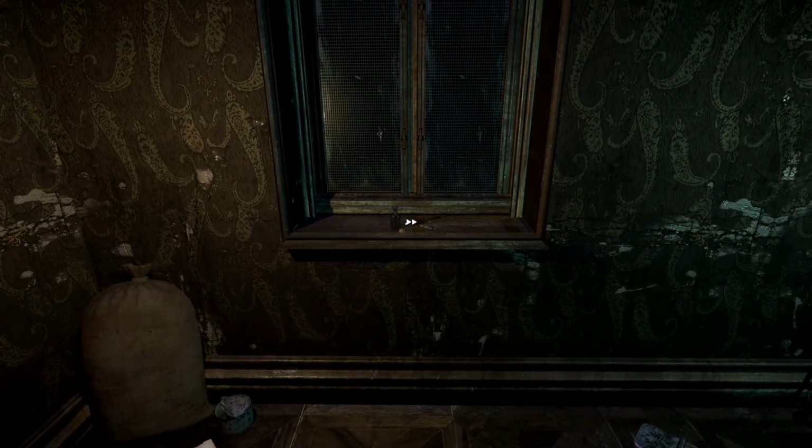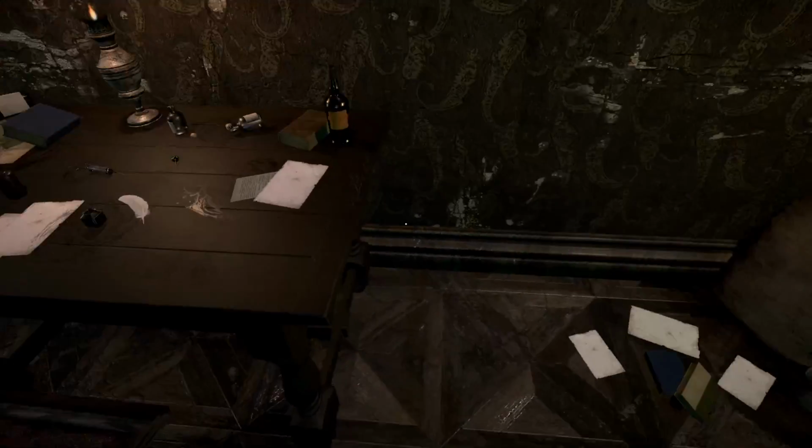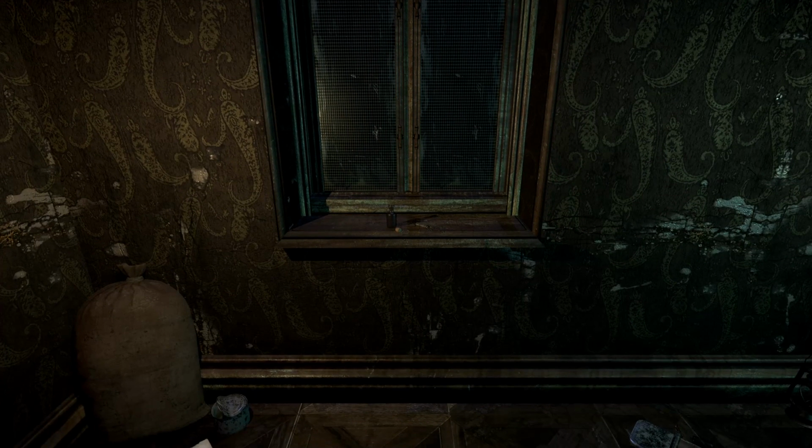Alright. Could go here, but is there anything else? Okay, we've got a limited field of vision. Just a roof above us. Alright, it looks like we'll have to go here.